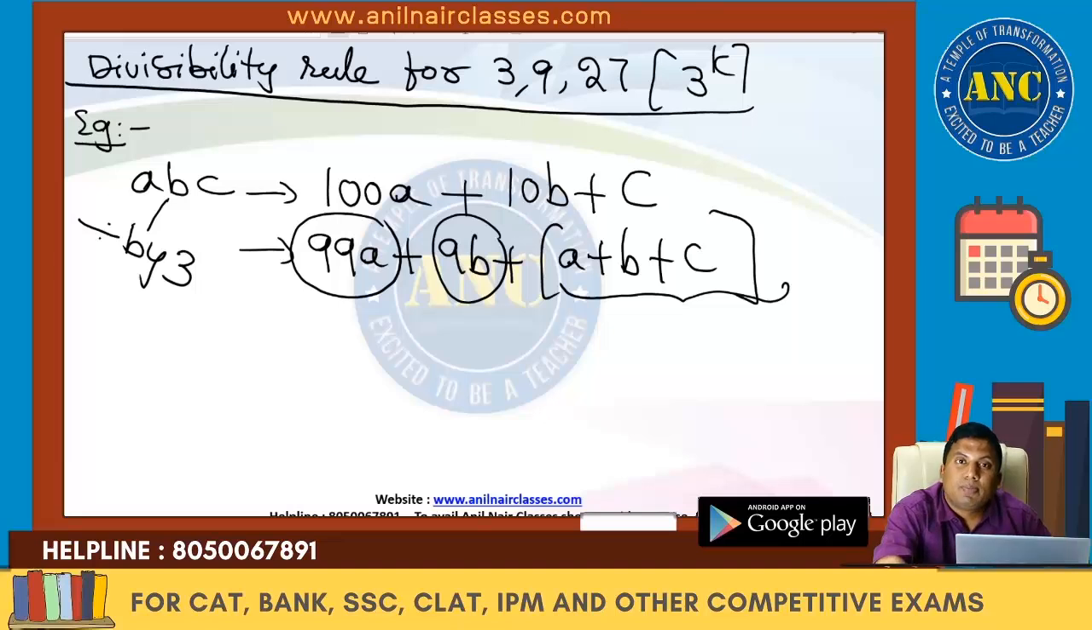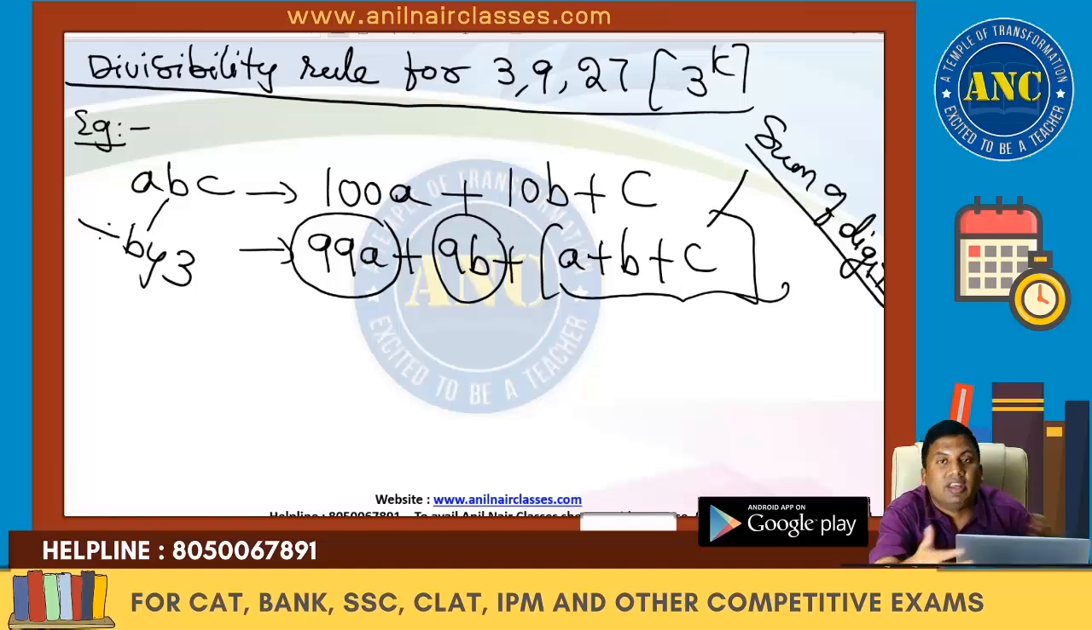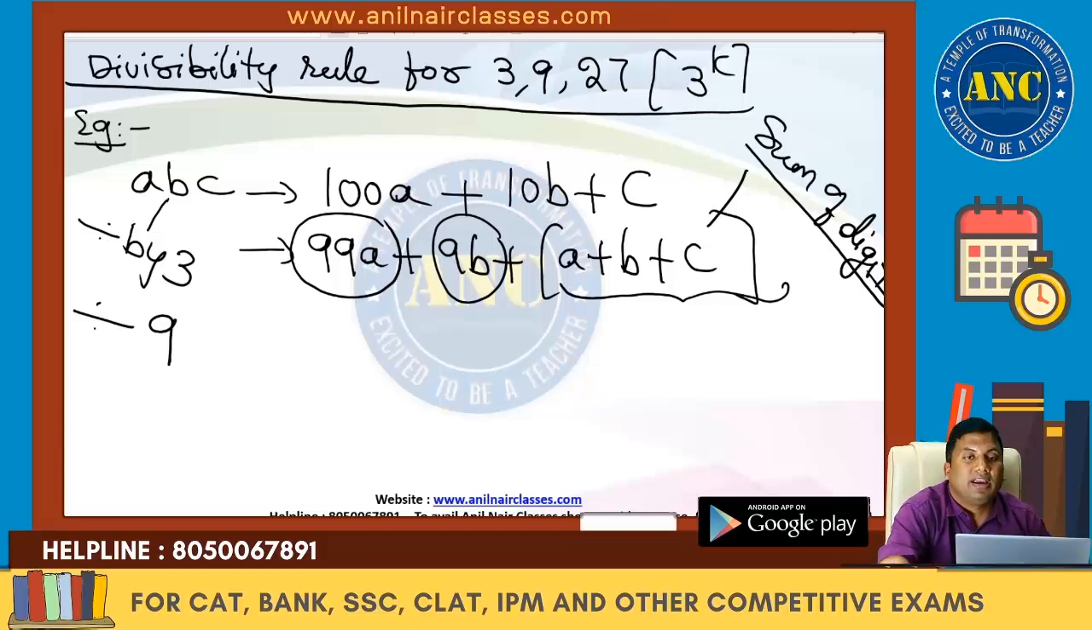What is A plus B plus C? A, B and C are the digits of the number ABC. What do you mean by A plus B plus C? The sum of the digits should be divisible by 3. A plus B plus C is nothing but the sum of the digits. That means for 3 I got it. Assume if ABC is divisible by 9, the left hand side, if it is divisible by 9, 99 is divisible by 9. These also are divisible by 9.